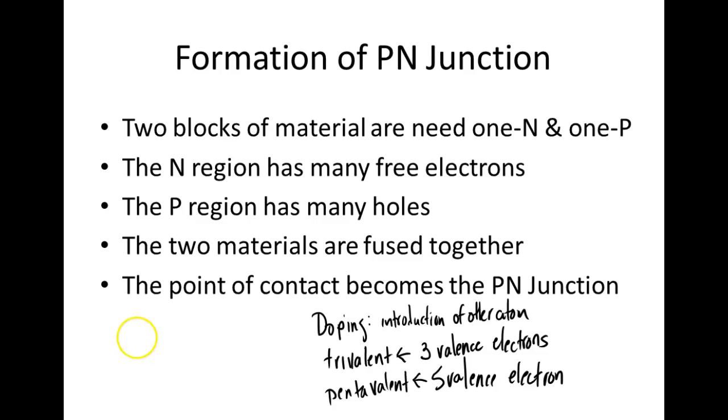So if we introduce a trivalent, what we end up with is this: maybe 2 electrons right here, 2 electrons right there, 2 electrons right here, and 1 right there. And what's it trying to get to, what we call balance? It's trying to get 8. So this produces an absence of an electron, and the absence of the electron we refer to as a hole.